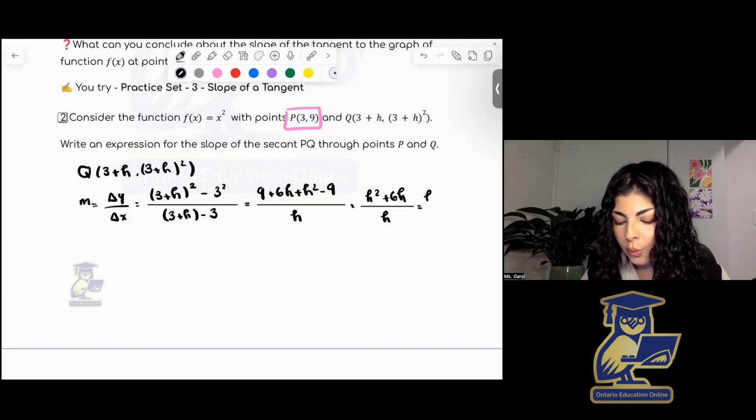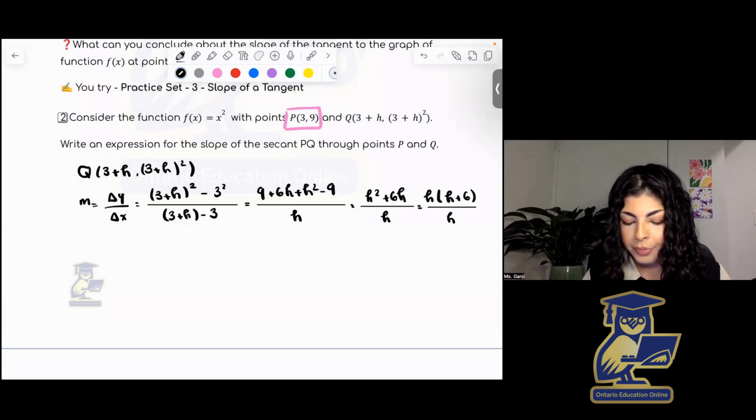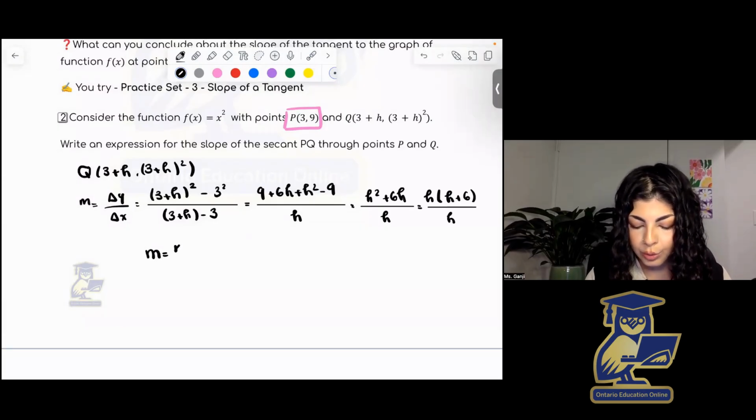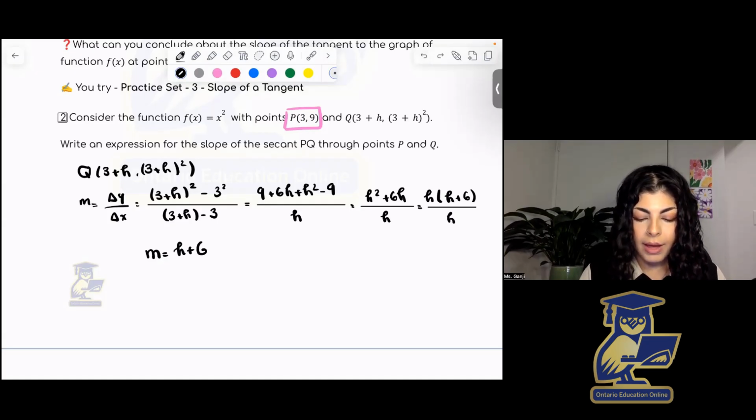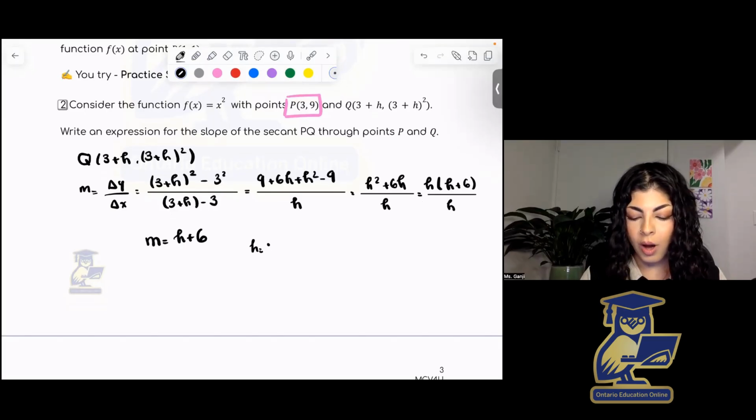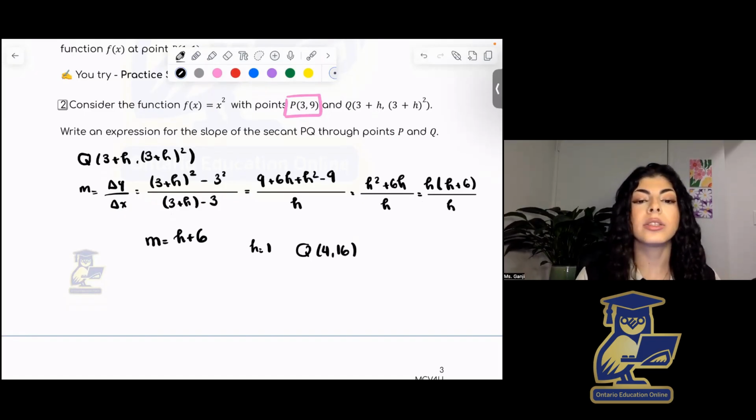And if we factor out the h to get h times (h plus 6) over h, then our m is essentially just equal to h plus 6. But we don't know what h was, so h can have different values. For example, if we start at h is 1, then we're looking at the point Q at 4, 16. And we can see that the slope between those two points, since h here is just 1, would be 7.